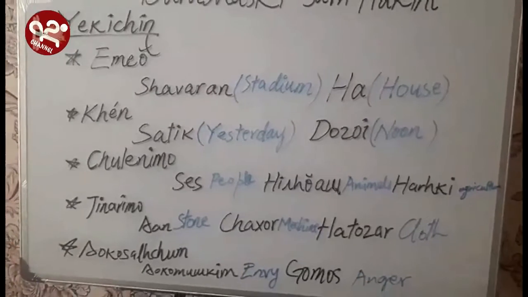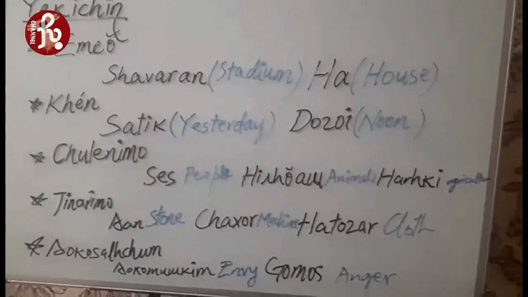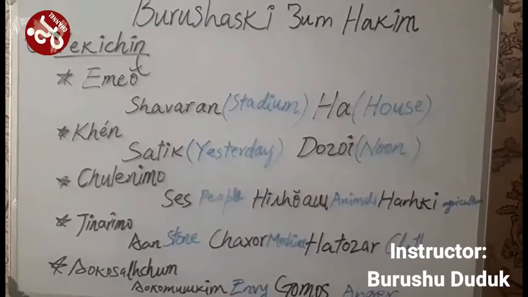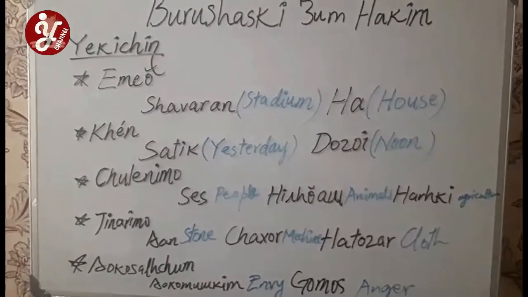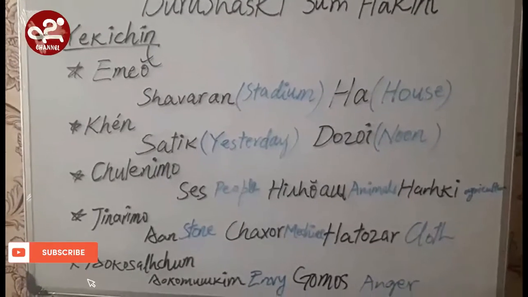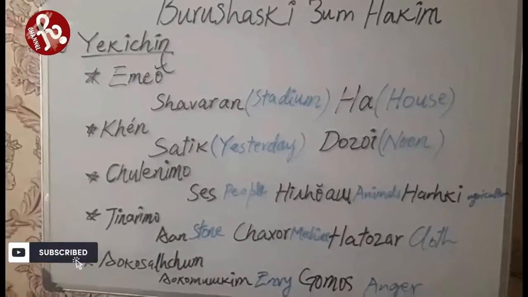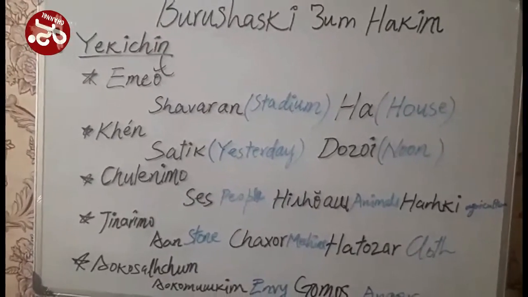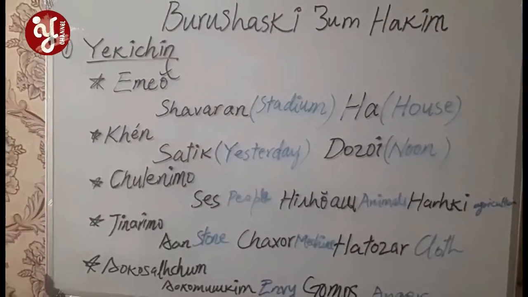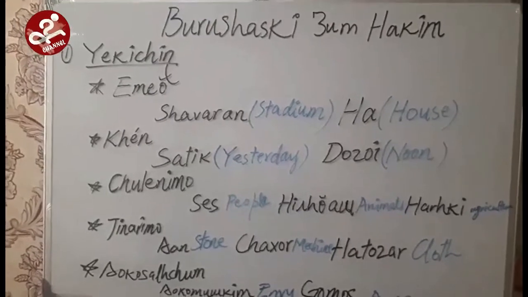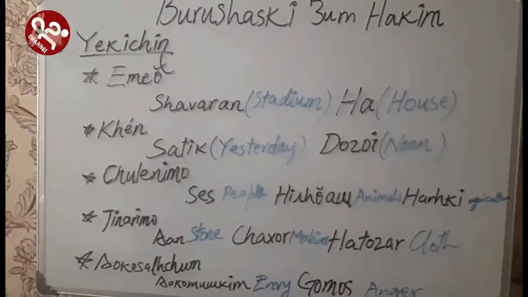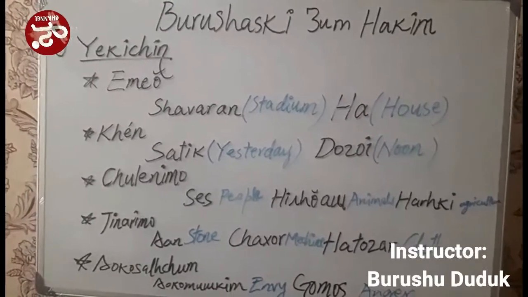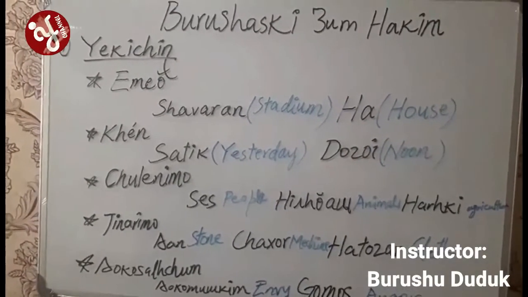So in life, the examples are Ses, like people, or Hiltash means animals, or Harki means agriculture, agricultural things like plants and crops and vegetables and everything related to botany, they come under Harki. So Harki is the name for the plants and other agricultural objects.